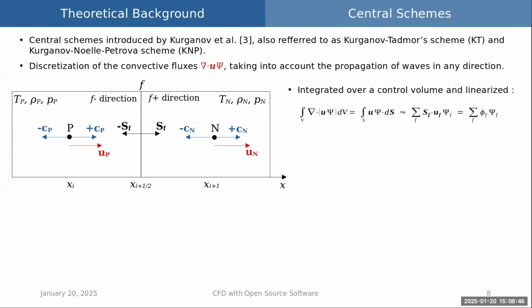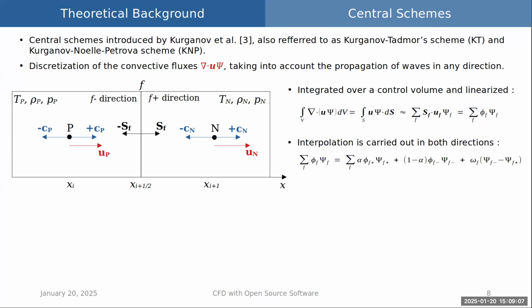Here I show the integration of a convective term over a control volume using the divergence theorem. Usually in incompressible flow, you would interpolate the mass flux linearly and the variable psi using a scheme that includes some degree of upwinding. But in this case, for the central schemes, the flux terms are integrated and linearized over the control volume, and the interpolation is performed in both directions using a weighting factor alpha and a diffusive flux omega.